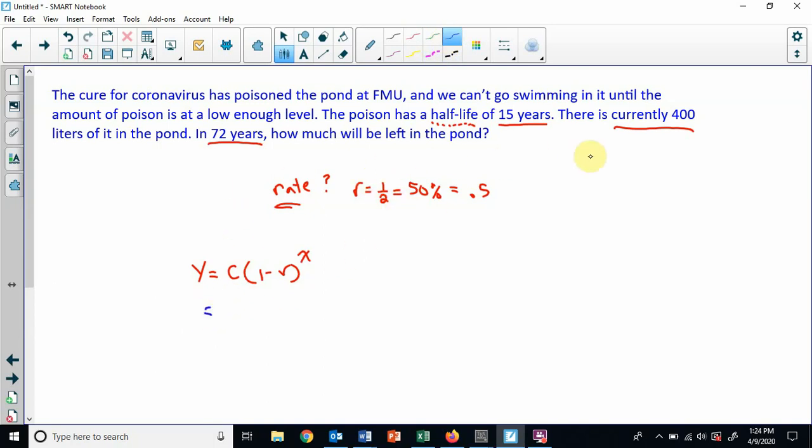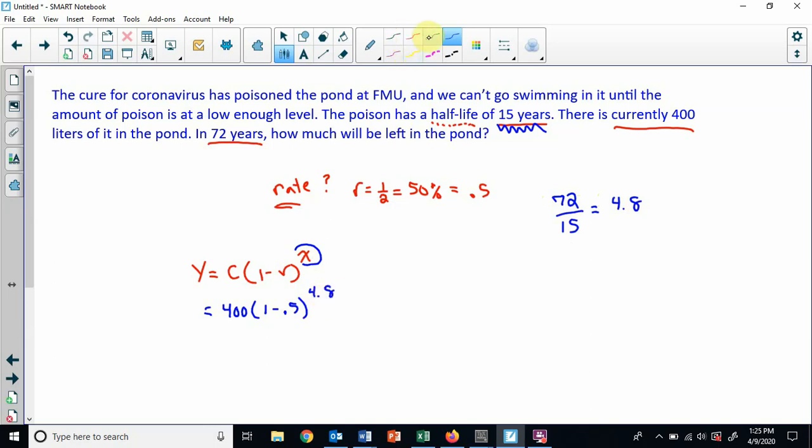So what's the current amount? 400 liters. 1 minus a half. Now we have to think about the units. Here's what's weird: the half-life is 15 years. We're looking at 72 years. How can I find the number of 15-year chunks that are in there? That's just a division problem. So that's what we'll do with these half-life problems: take the half-life and divide it into the total amount of time. So that's our unit, every 15 years. So 72 divided by 15 is 4.8. So our number of time periods here is 4.8.